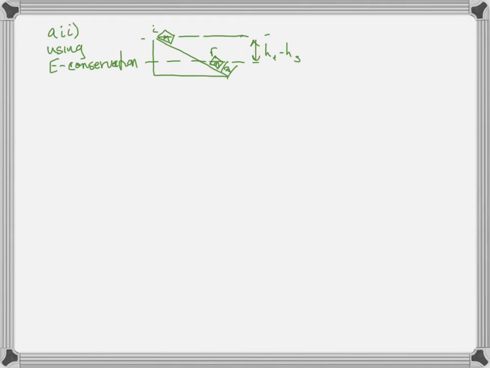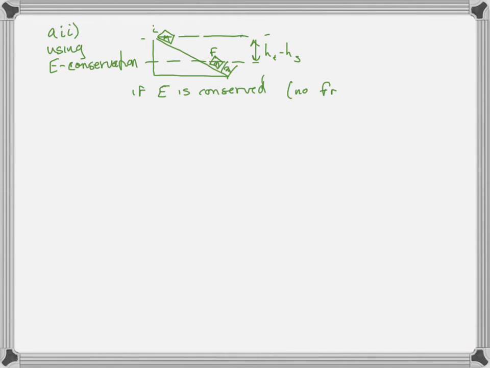So let's solve part A again. We'll call this A-II, using energy conservation. Here I've drawn the picture again, just real quick. And what is the key to energy conservation? The key to energy conservation is identifying an initial and final position and then comparing the energies of the two.